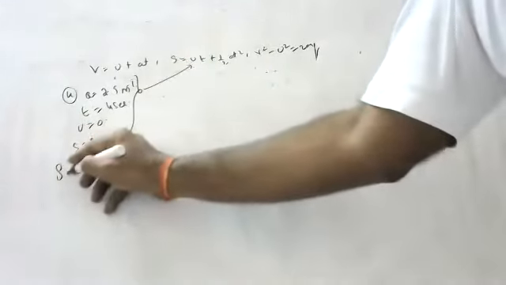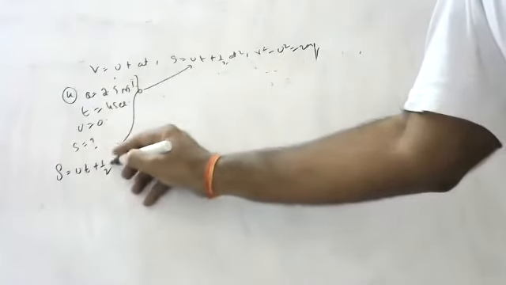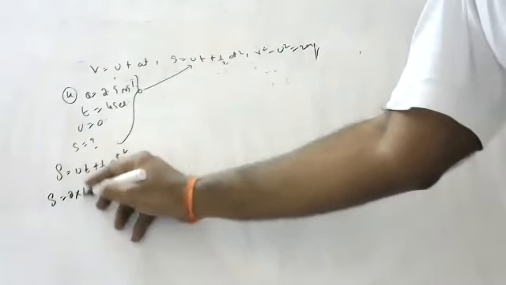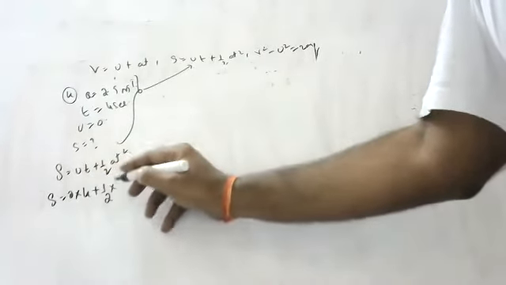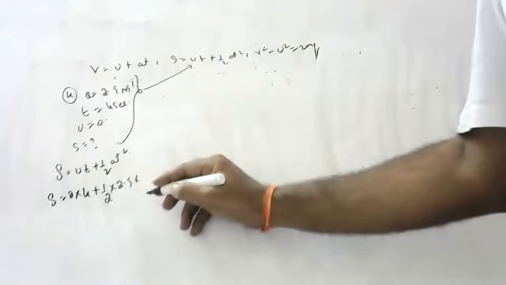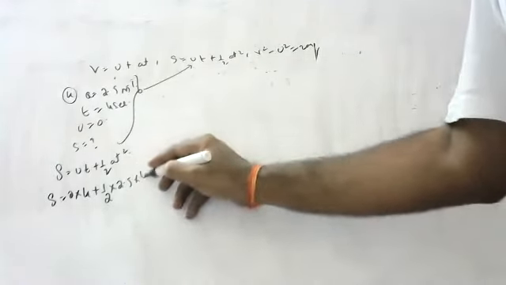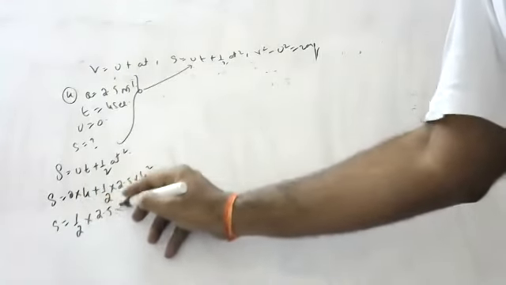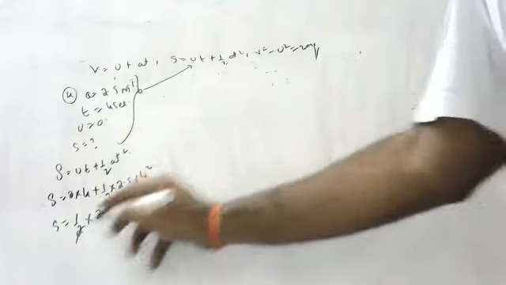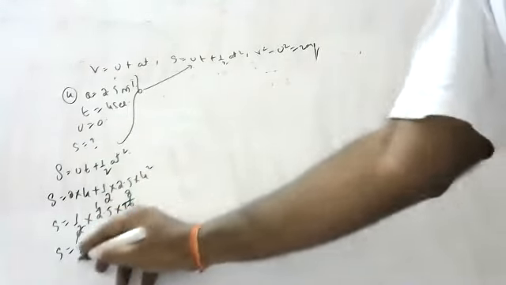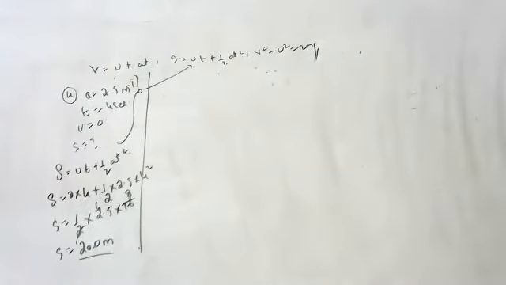So S is equals to ut plus half at square. S is equals to 0 into 4 plus half into 2.5 into 4 square, which is S is equals to half into 2.5 into 16. So S is equals to 20 meters. So the girl runs 20 meters.